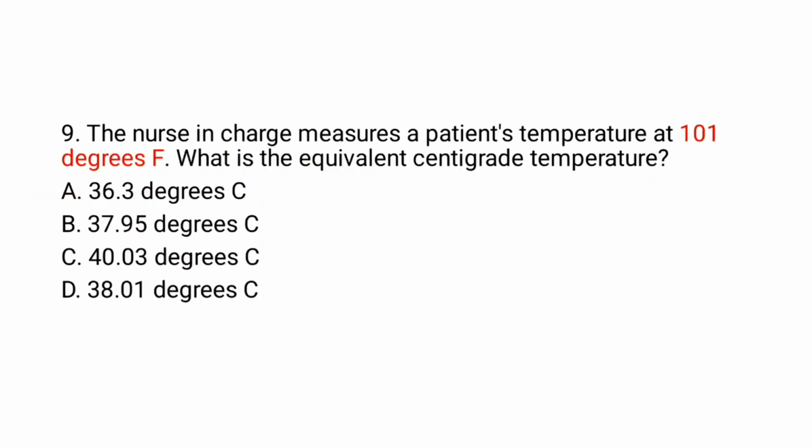Number 9. The nurse in charge measures a patient's temperature at 101 degrees Fahrenheit. What is the equivalent centigrade temperature? Ang sagot natin dito is letter B, 37.95 degrees. To convert Fahrenheit to degrees Celsius, this is the formula. Tignan na lang po natin sa screen. So, input natin yung data.